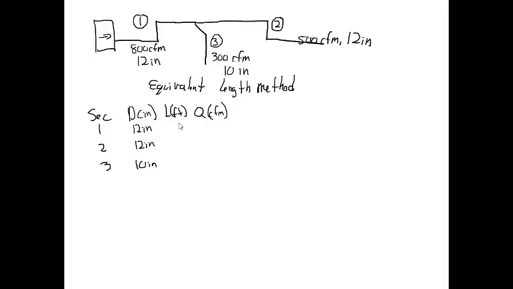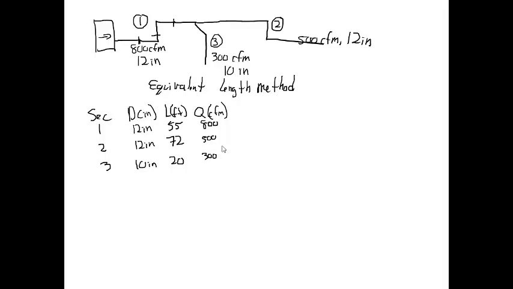Total length. If I go back and add the lengths for Section 1, here, here, and here, I should have a total of 55 feet. For Section 2, it should be 72 feet. And for Section 3, it should be 20 feet. My flow rates are 800 CFM, 500 CFM, 300 CFM. Okay?